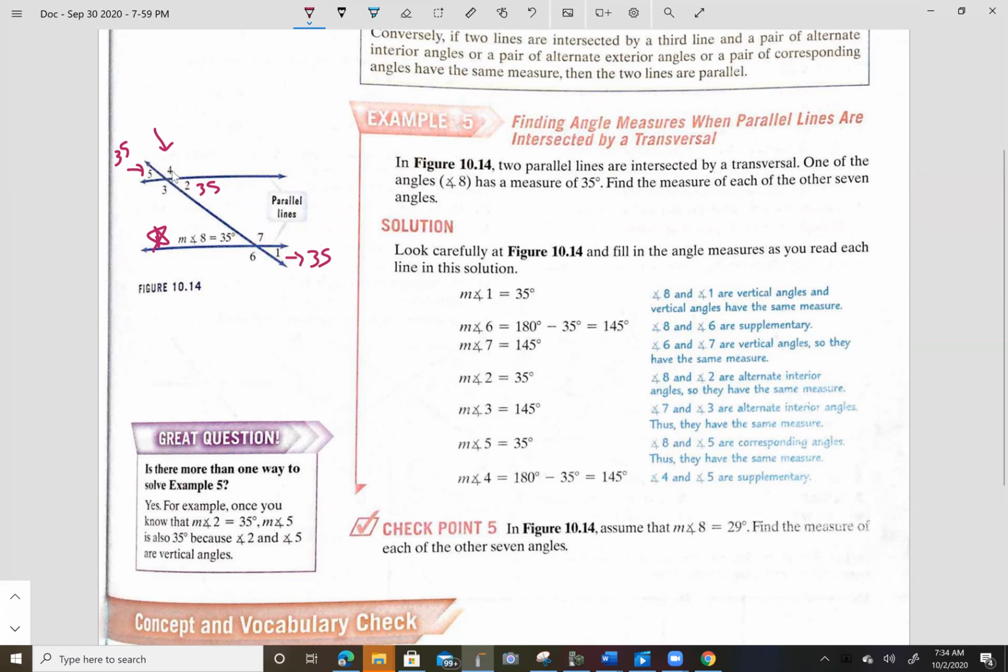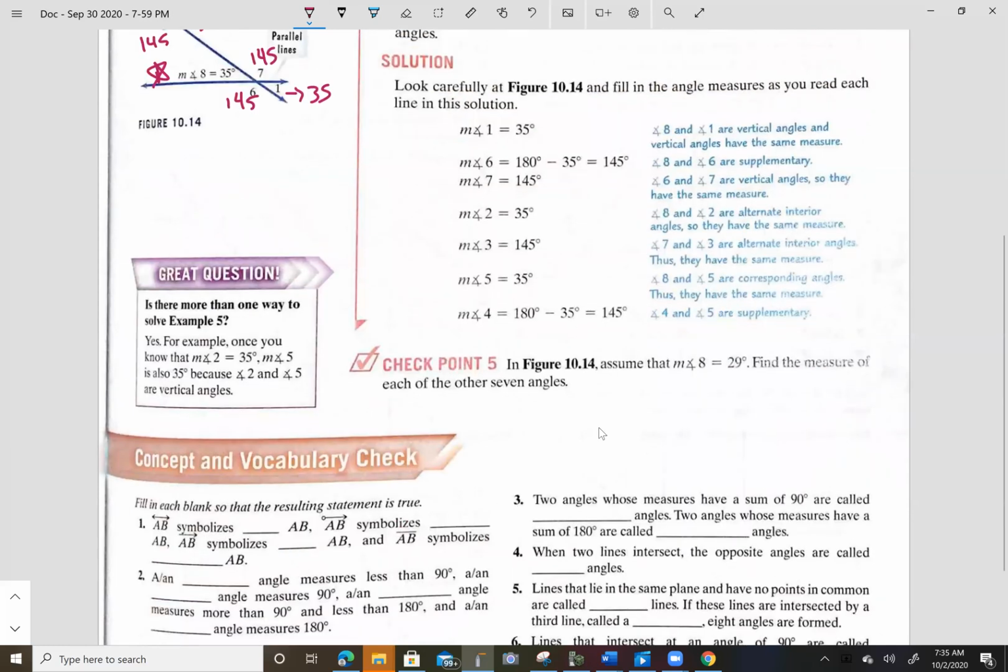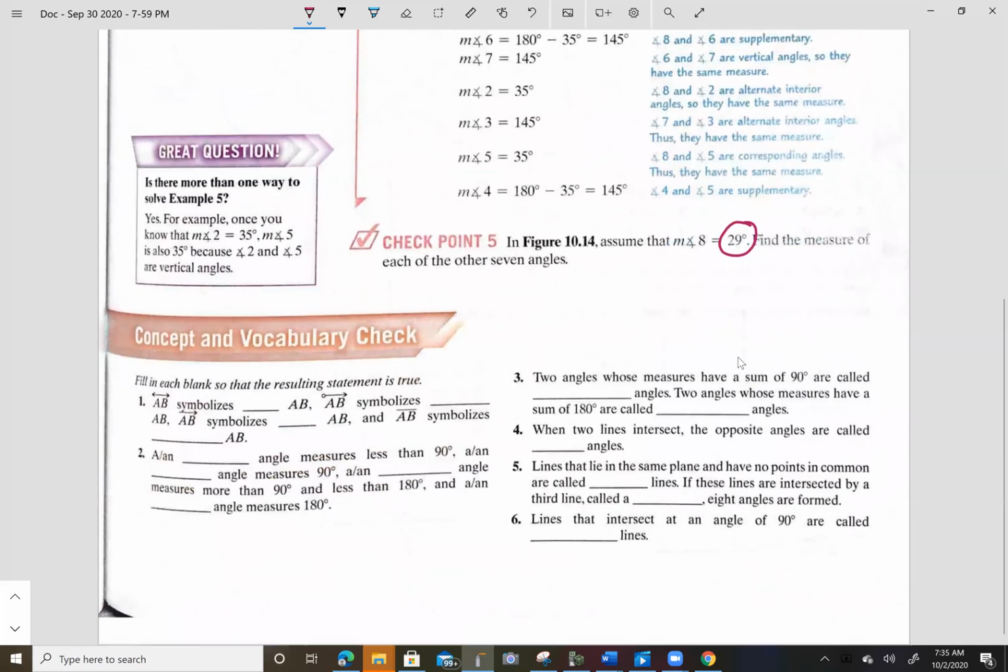So let's see if I could do this in my head. What is 180 minus 35? 180 minus 30 is 150, minus 5 more is 145. And that makes 3 145, which makes 6 145, which makes 7 145. Okay, checkpoint 5, do the same exact thing, except the measure of angle 8 is 29 degrees instead of 35 degrees.